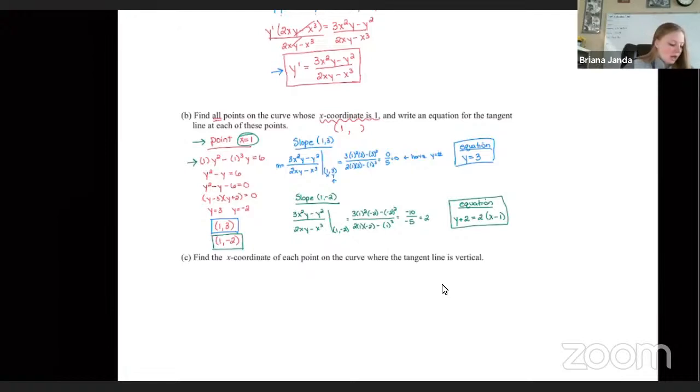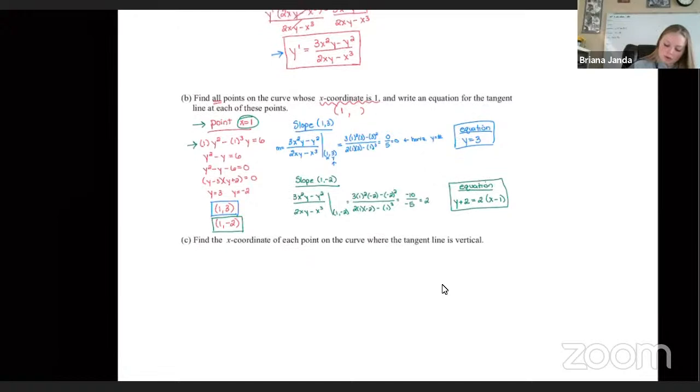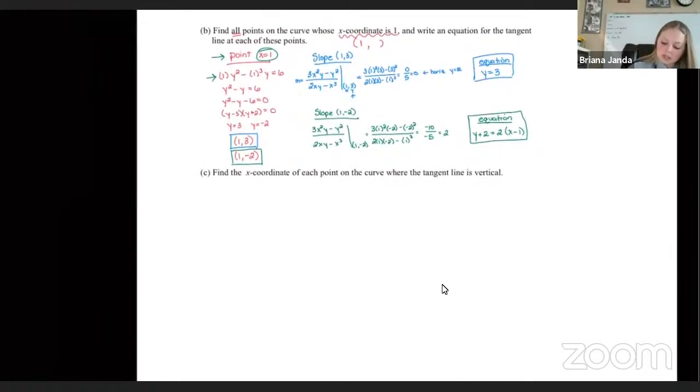All right. Finally, this one got a little ugly, but it says find the x coordinate of each point of the curve where the tangent line is vertical. And so remember, the tangent line means we would be talking the slope. And vertical means that our slope of our line needs to be undefined. Well, undefined means that we would be looking at some number over 0. That's when we say that something is undefined when talking a slope.